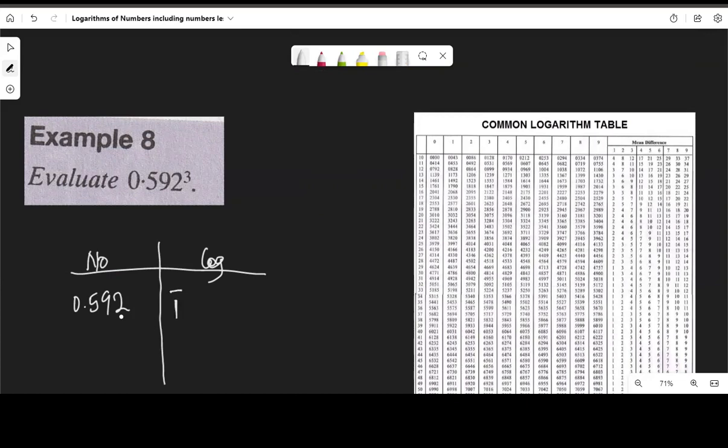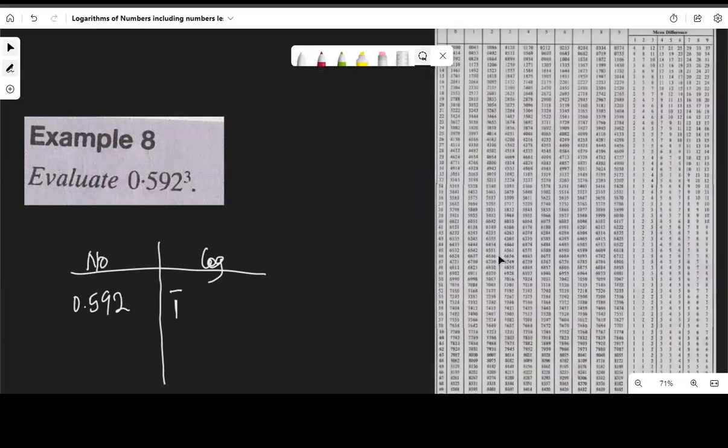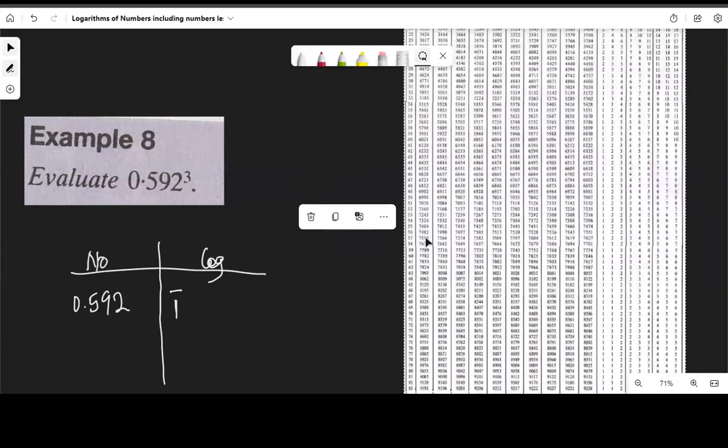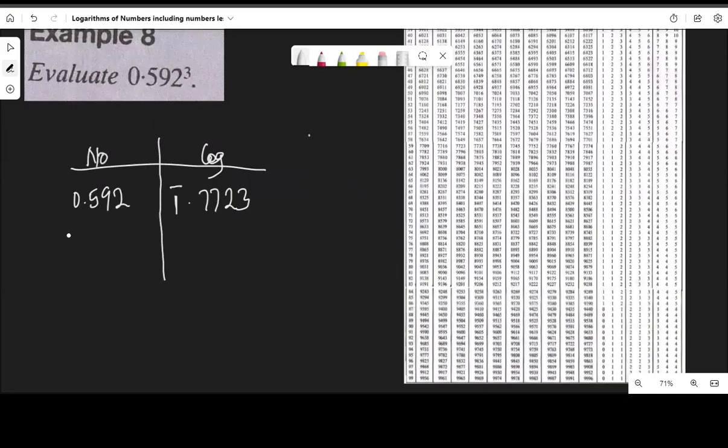You will look for logarithm of 59 under 2. 59 is right here. Under 2 is 7723. There's no difference in this case. But this number is to the power of 3. That means we are going to multiply this logarithm by 3. So 0.592 to the power of 3 with this times 3.